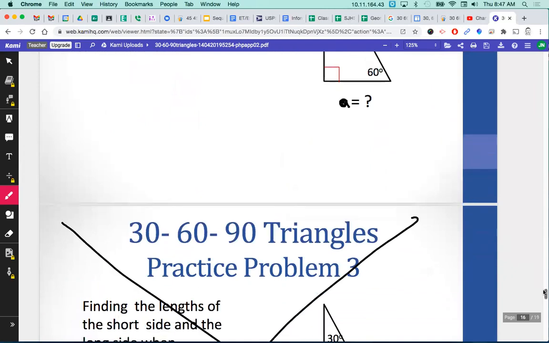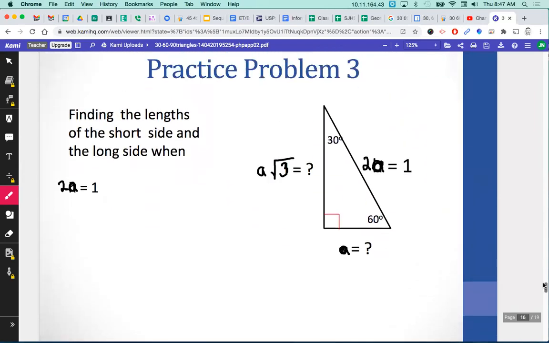All right, here's one where we're given a hypotenuse. Our hypotenuse length equals 1. So this is the equation we're going to focus on. 2a equals 1. I need to solve for a. So I divide both sides by 2. I get a equals 1/2. I recommend you leave your answers in fraction form. It'll help when it comes to reducing your radicals or rationalizing a denominator.